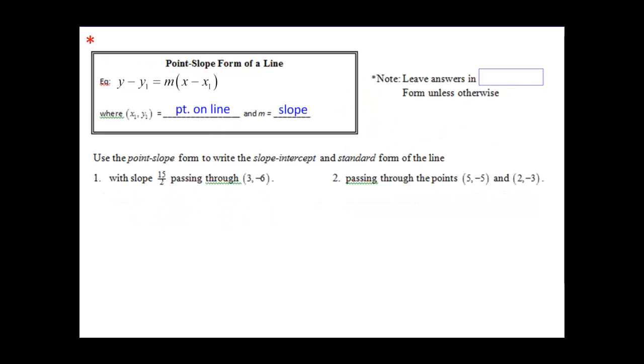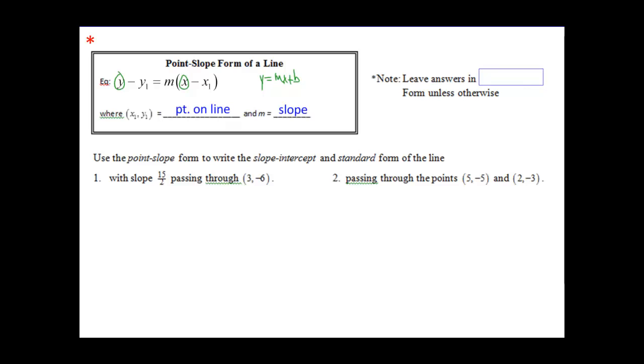Here our equation says that y minus y1 equals the slope m times x minus x1. Now what you want to realize is this x and this y are the part of the equation that make your y equals mx plus b. So the x1, y1 is the one point that you actually have. So notice where x1, y1 is a point on the line, and m is the slope.